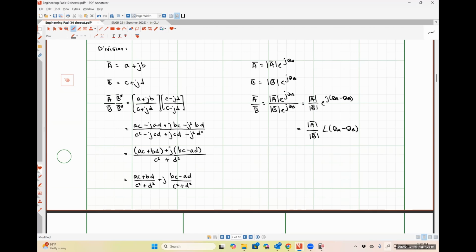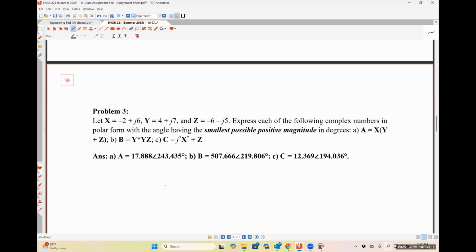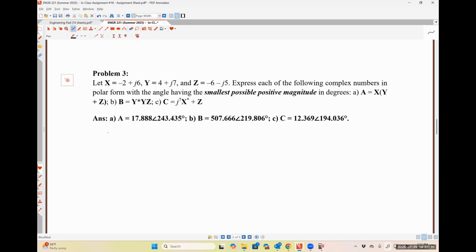Okay, so now let's pop over here to the ICA again, and let's scroll down to part 3. So problem 3 is all about just performing those mathematical operations, okay? So I have defined 3 different rectangular form complex numbers, and I'm asking you guys to perform these various operations. And again, I'm just expecting you to use your calculator, okay? So I'm going to walk you through part of this problem.